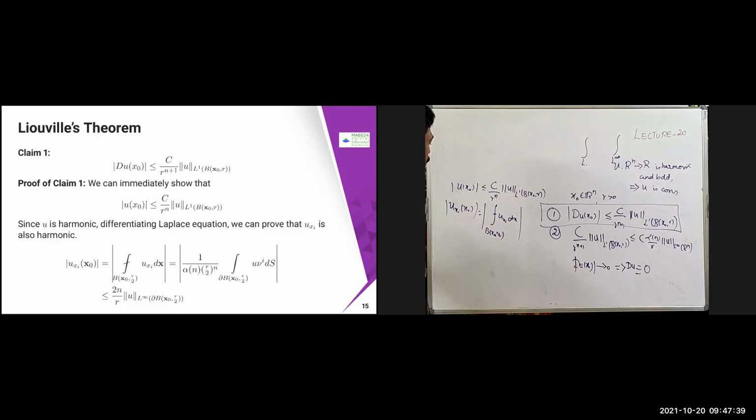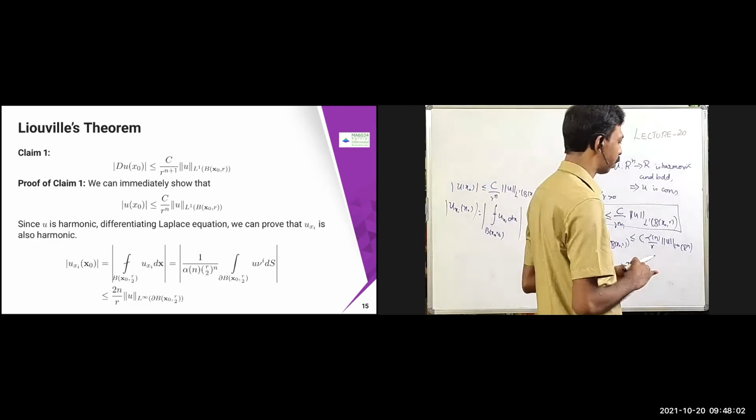So u is harmonic. Differentiating the Laplace equation, we can prove that u_xi is also harmonic. Since u_xi is harmonic, you can prove the mean value formula over B(x naught, r by 2) of u_xi dx. Because there will be a two, it is not going to be the entire region, only half of the region is going to come. In that case, you are going to get it from u_xi.